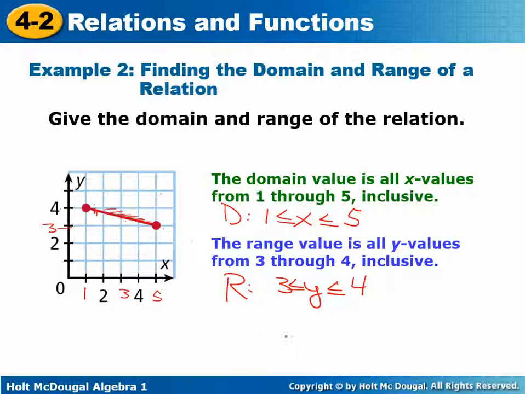Now on your keyboard, you can make the less than signs very easily. It's just to the right and up above the space bar, and then you can use the underline function to underline it so that it's less than or equal to. Since they have solid dots at these 2 points, you would want to include the 3 and the 4 for the range.